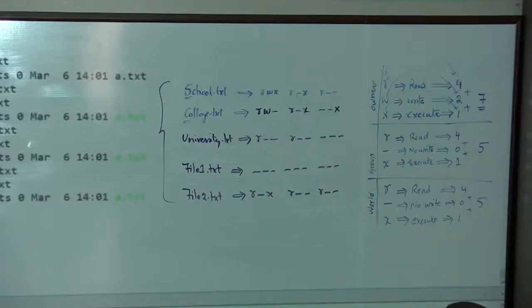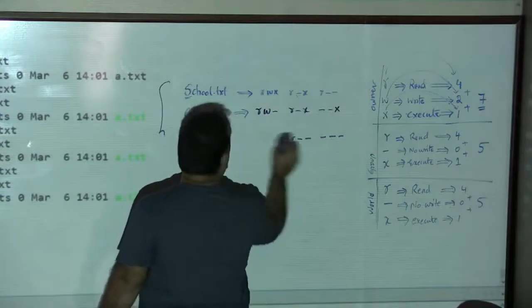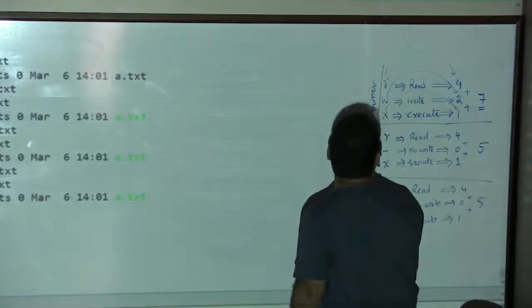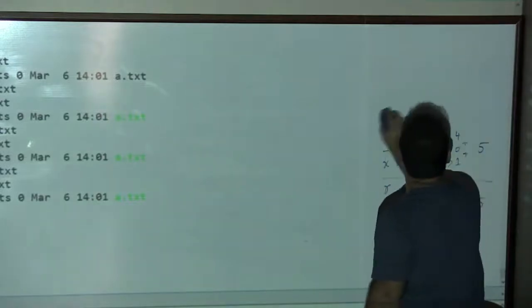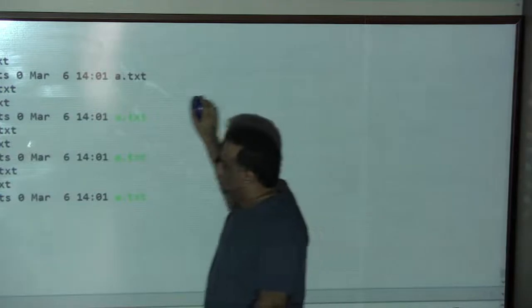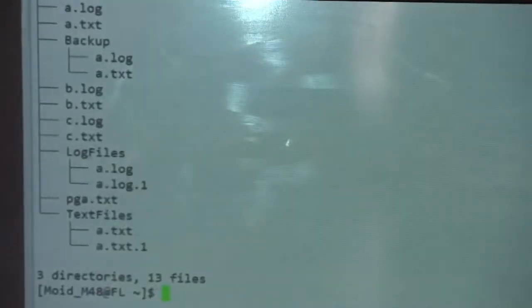Okay, so now if I can change the permission of a file, I should also be able to change the permission of a directory, correct? Okay, so now I'm going to go look into the directories. So I'm going to clear the screen. And if I type tree from wherever I am, this is what I have in here.